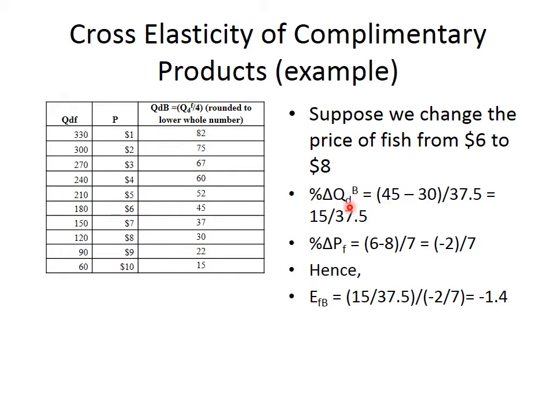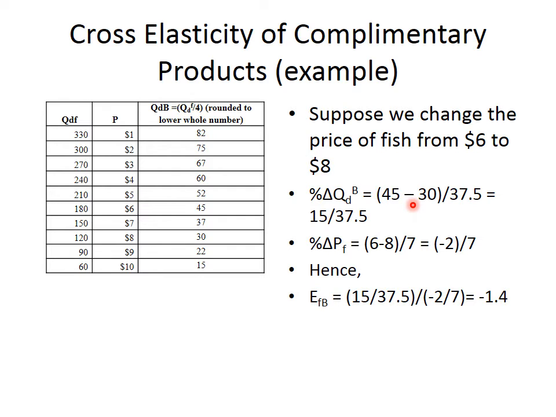We look first now for the percentage change in the quantity of the complementary product. Again, we're using the midpoint here, so we have a difference. We're going to change from 30 to 45 in terms of the demand, the number of beers we're going to sell with our fish. That's going to be 45 minus 30. That's going to be 15.